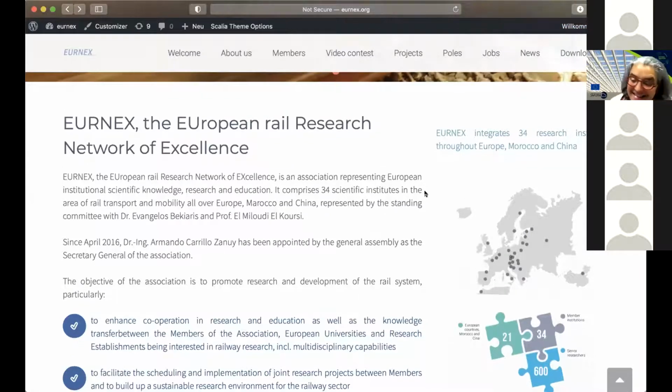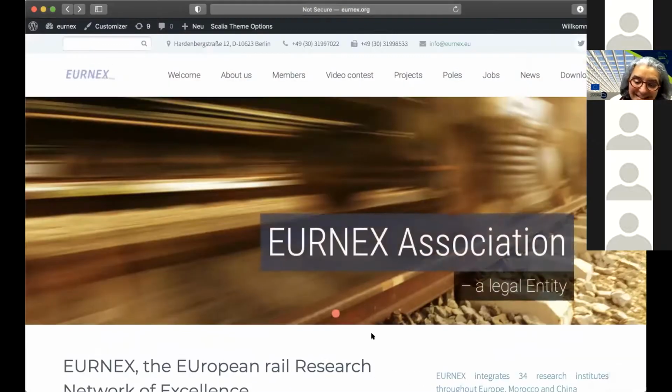EURNEXe stands for the European Rail Research Network of Excellence. We are an association sitting in Berlin and composed of 34 scientific institutes right now, all in the area of rail transport and mobility, all over Europe. We have been taking care of dissemination in the project.